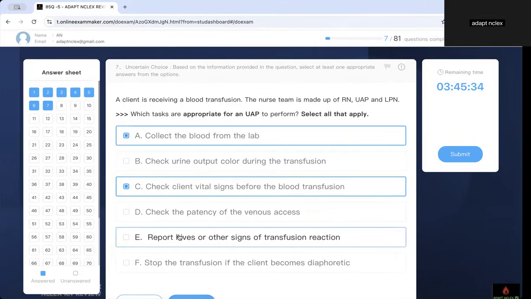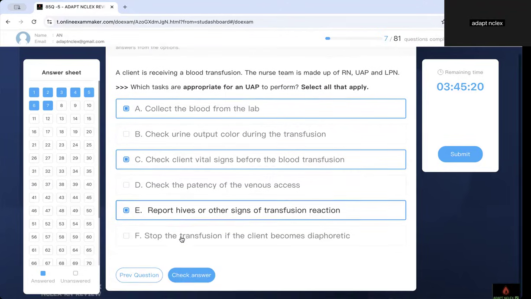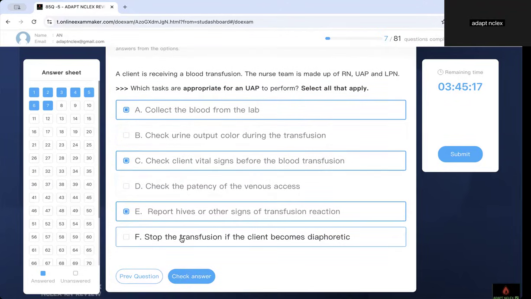Report hives. I'm just reporting. I'm not assessing. I saw something and I report. Other signs of transfusion, I can do that. They cannot stop the transfusion if the patient becomes diaphoretic. They can call the nurse to come in and stop it. So those are the right answers. Does that match what you selected? If not, let's keep on going.